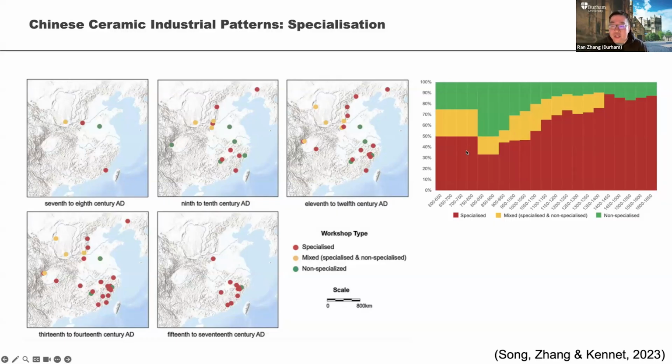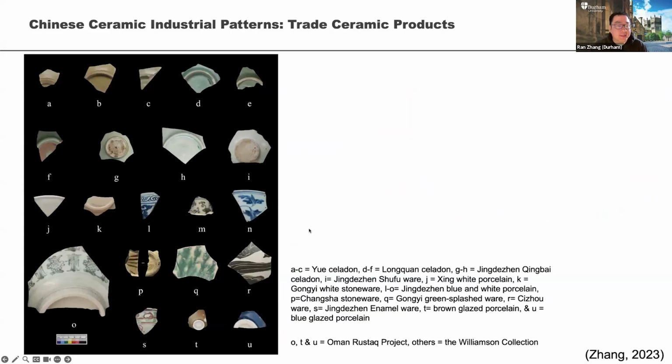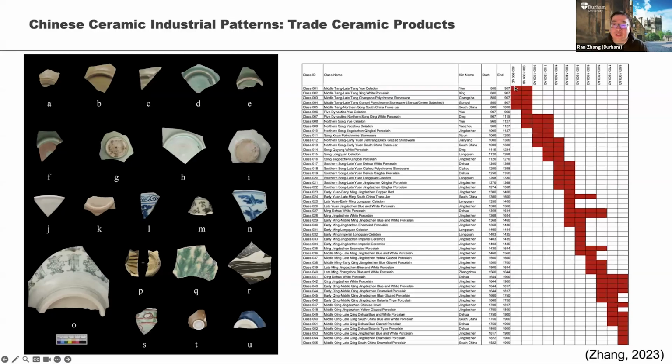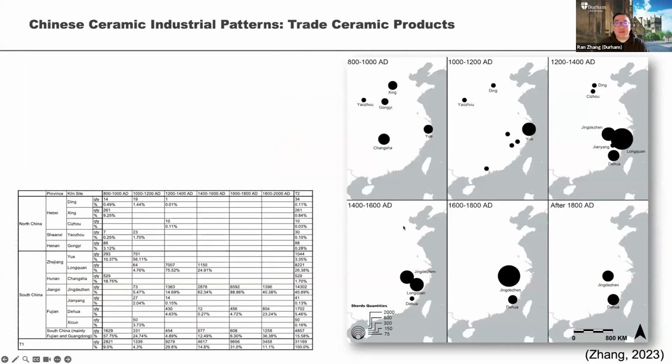So we can see the specialization of Chinese ceramic production increased, and also moved to South China. This is the Chinese ceramic finds from the Western Indian Ocean, and if we use this seriation and classification to define them, we can see there's a consistent trade of them in the past 1,000 years. And for the production of the trade ceramics, in the early stage they were scattered in North and South China, and then moved on to South China.